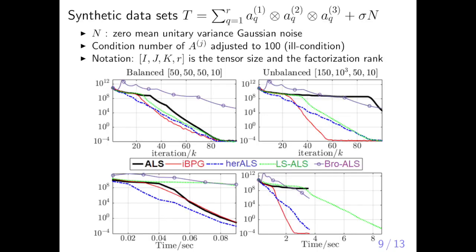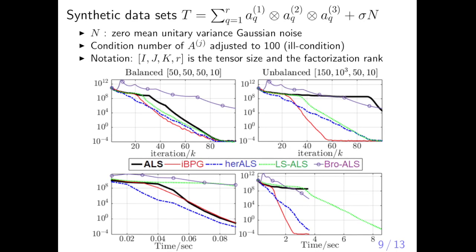We first have the result on synthetic data. We add a little Gaussian noise on the data and also adjust the condition number of the mode-123 matrices to 100 to simulate ill-conditioned cases. In the graph, the square bracket represents the tensor size, which is I times J times K because this is an order-three tensor, and also the factorization rank R. The results are that IPPG in red and HER ALS in blue are the best algorithms among the 5 because they converge fast in both iteration and time.